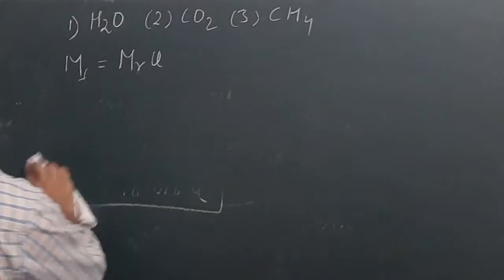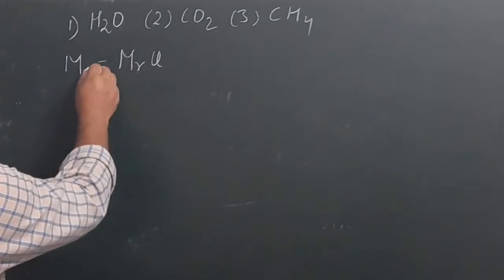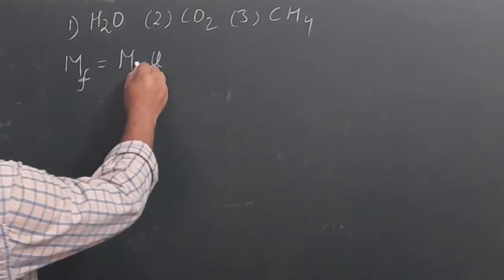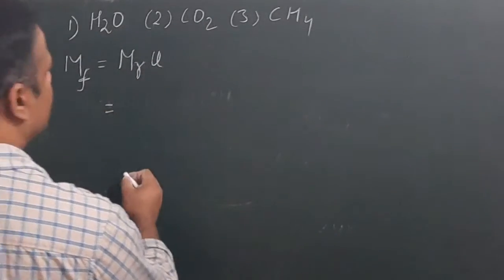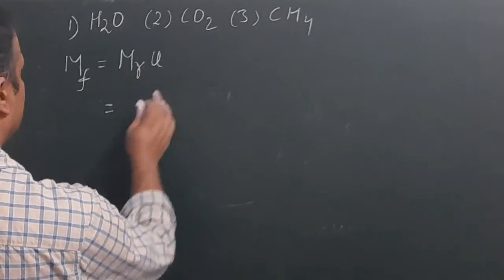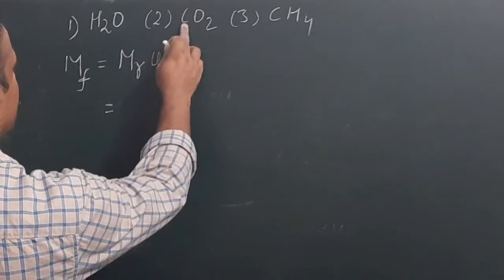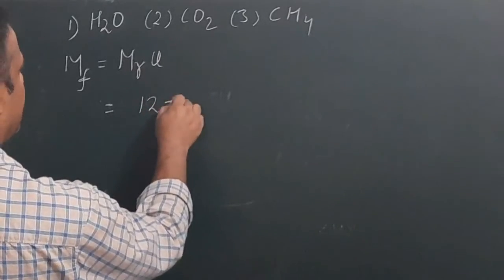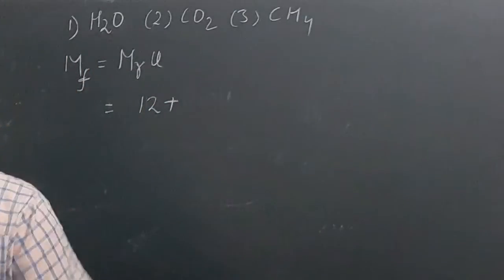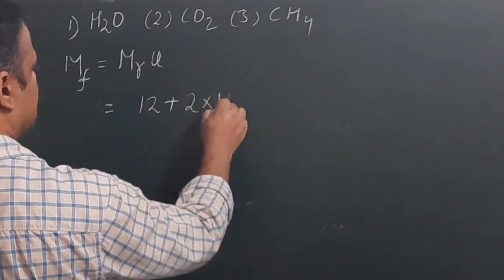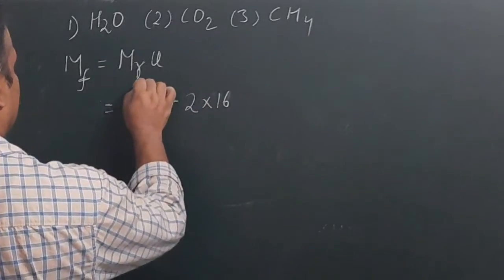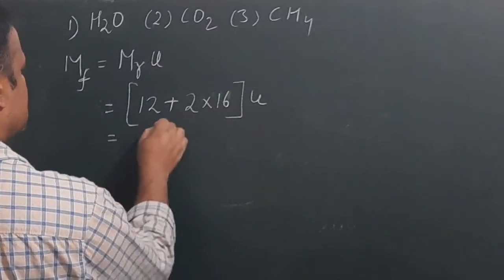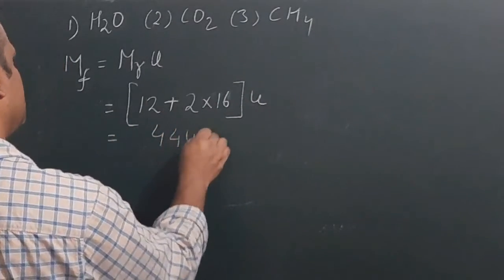We'll use the same formula. Molecular mass will be equal to relative molecular mass into U. So relative molecular mass of CO2 we will calculate: relative atomic mass of carbon, that is 12, plus 2 into relative atomic mass of oxygen, that is 16, and then this whole value will be multiplied by U, and so this will be equal to 44 U.